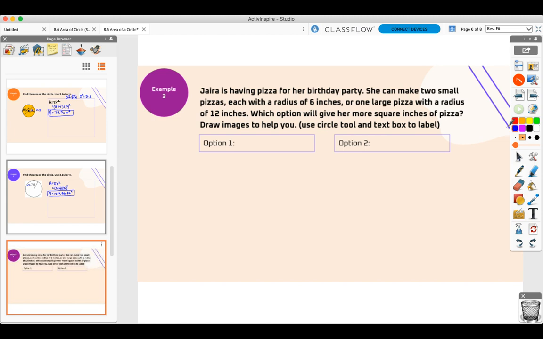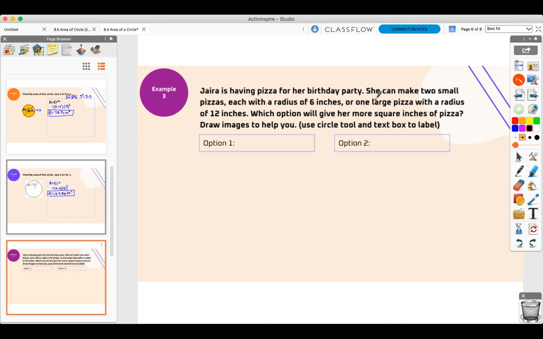Jara is having pizza for a birthday party. She can make 2 small pizzas, each with the radius of 6 inches, or 1 large pizza with the radius of 12 inches. Which option will give you more square inches of pizza? Draw images to help you. Honestly, I do think that images do help you. I know a lot of you guys fight it, but it does.